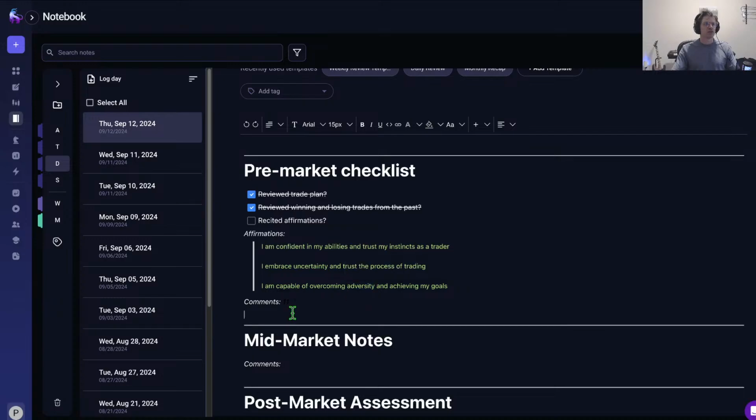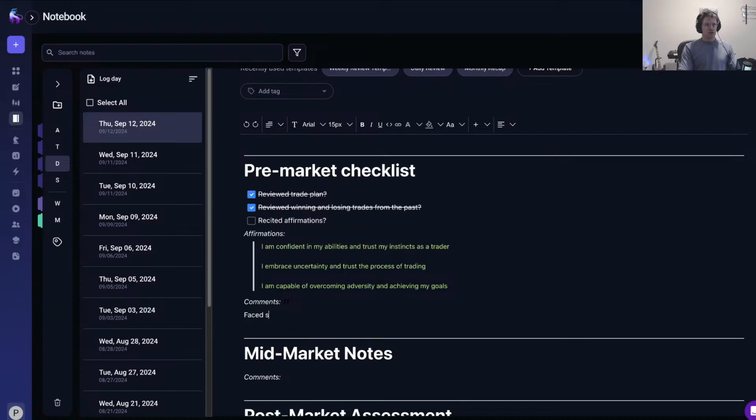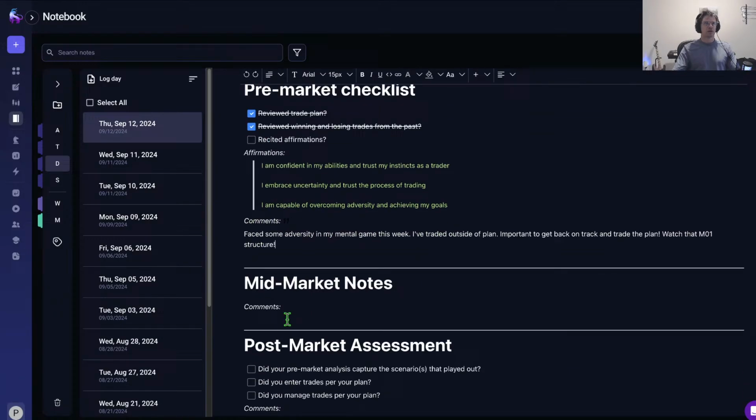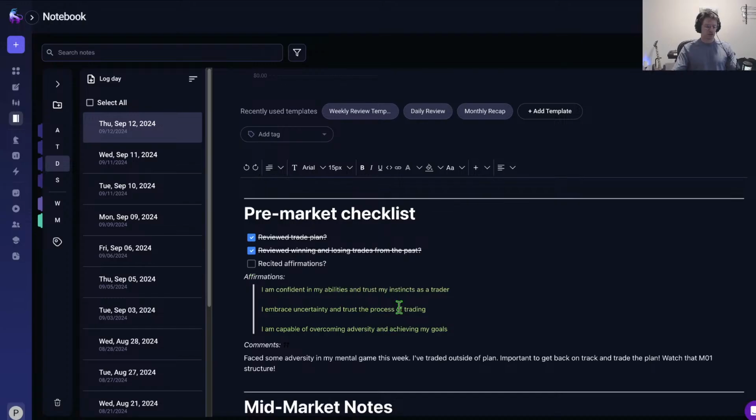I've faced some adversity this week in my mental game. I've traded outside of plan. Important to get back on track and trade the plan. Watch that. Have one structure. All right, that's it, right? That's what we need to do.